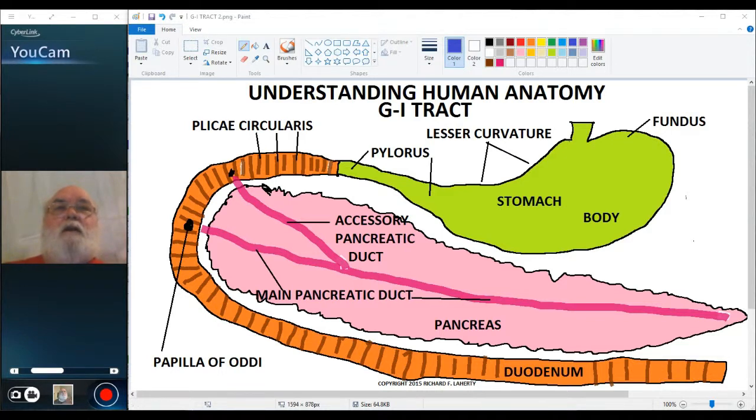Now, I want to add to the diagram we ended the last video on, and one of the things I'm going to add is an organ we left out over here, and that would be the spleen. Now, the spleen is not part of the GI tract.